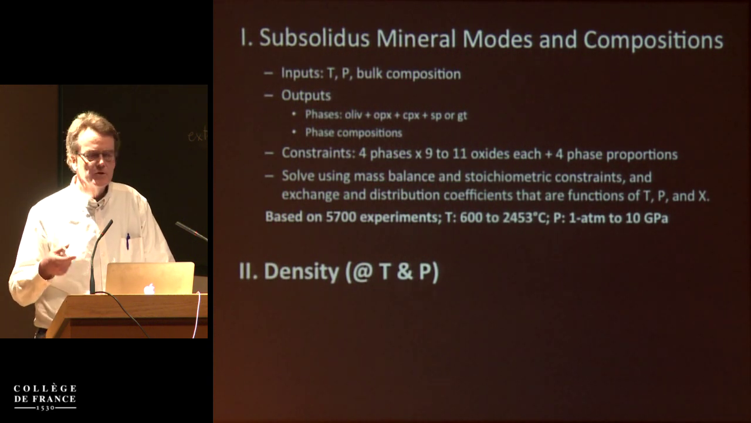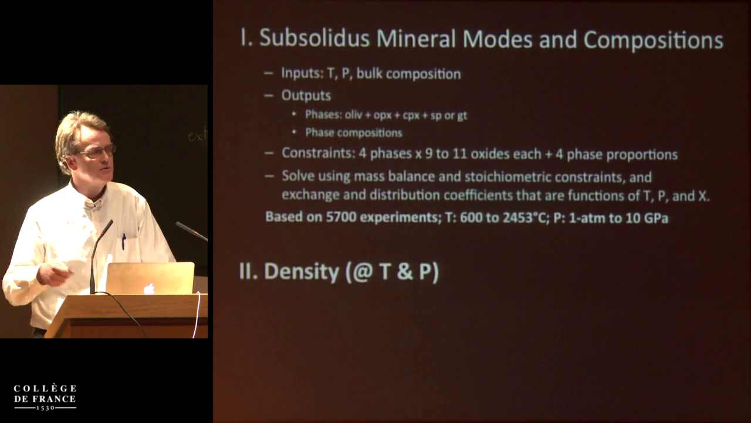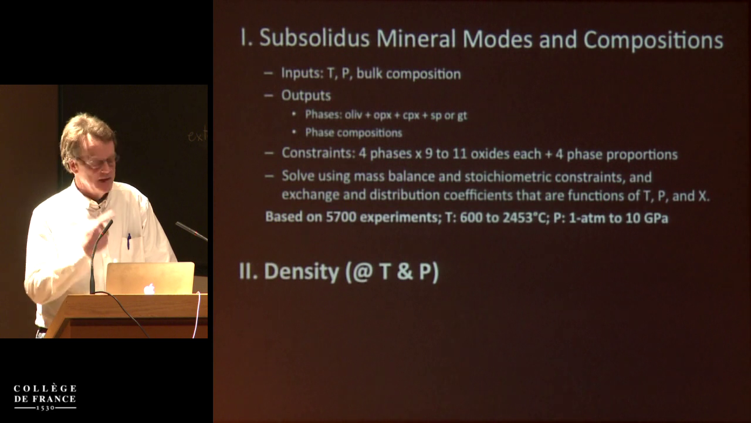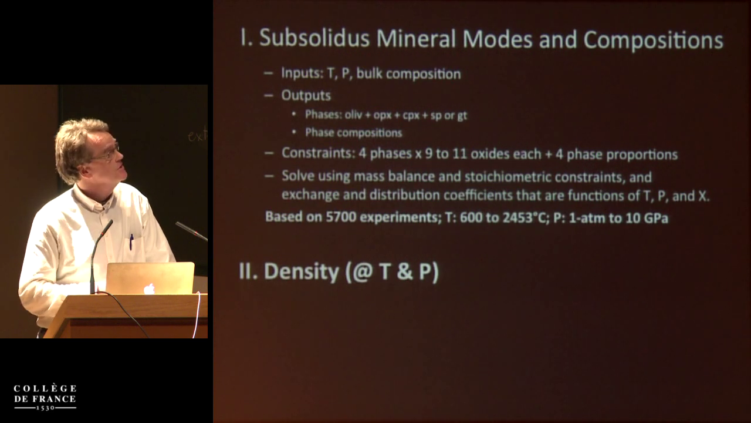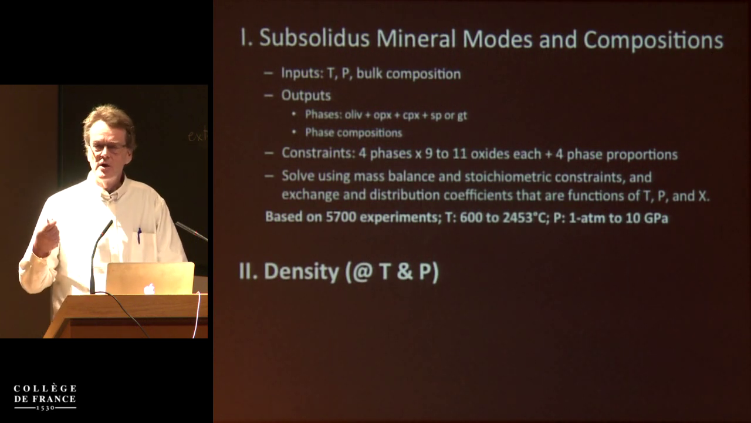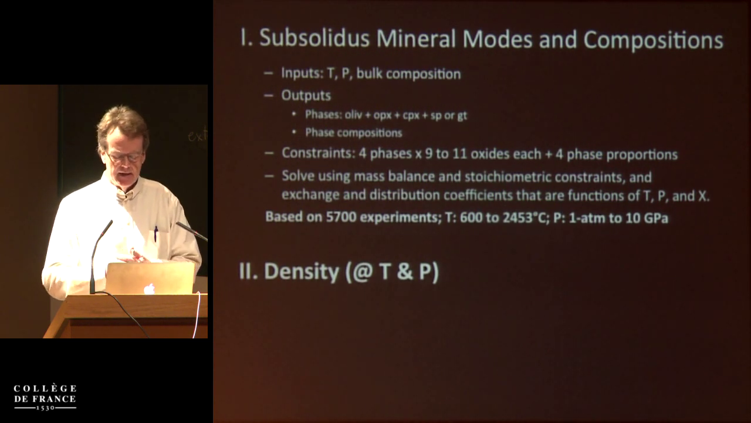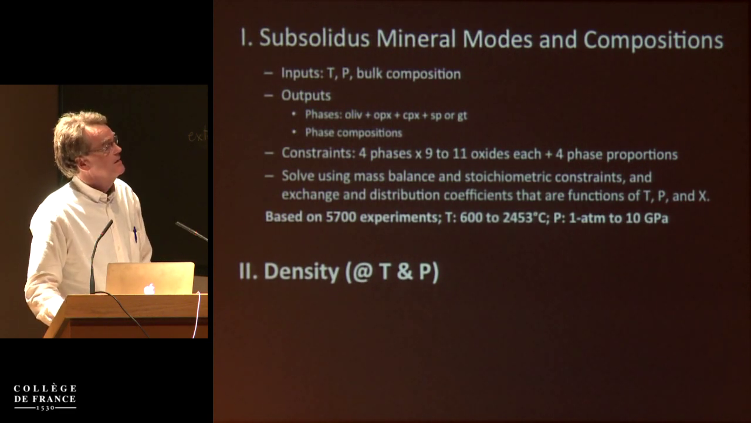And basically what we're doing here is coming up with exchange and distribution coefficients that are a function of temperature, pressure, and composition, and then using mass balance and the stoichiometry to solve for the mineralogy as well as the phase compositions as a function of temperature and pressure. So it's just a very simple calculator, but it's calibrated on actual real experiments, and so we have a great deal of confidence that it's at least able to reproduce the experimental observations.